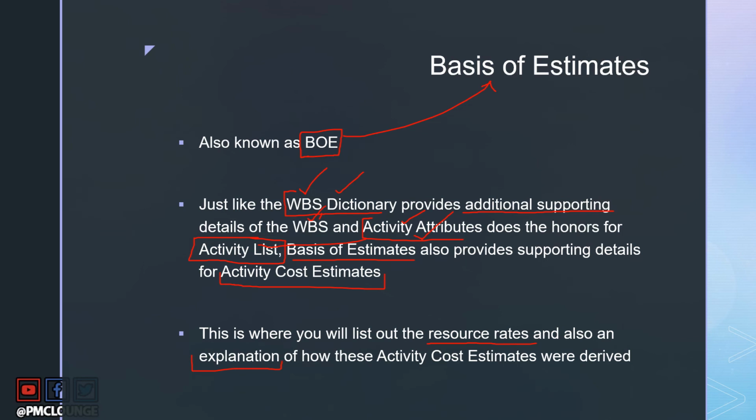So if you look at an activity cost estimate document and you ask the project manager, how come activity number 34 has such a high cost? Then he or she is going to direct you to the document known as basis of estimates, and there will be a corresponding entry in the basis of estimates document which will explain why the cost for a certain activity is so high, what the resource rates are, and any additional explanation that the project manager thinks is important to be included. All of that will be available in the basis of estimates document.